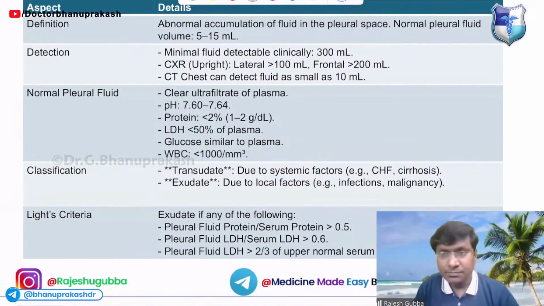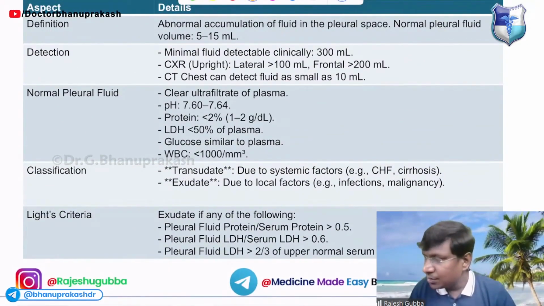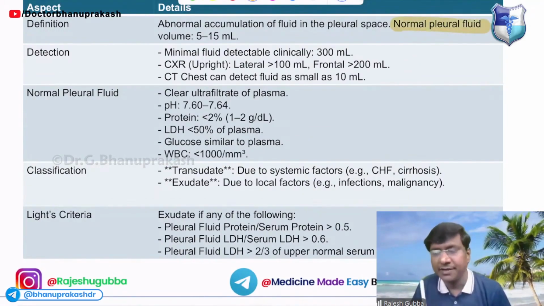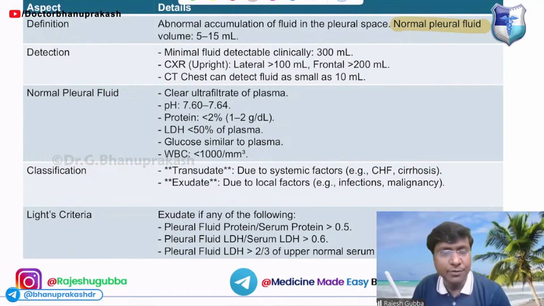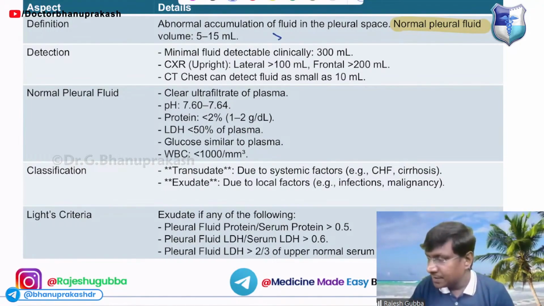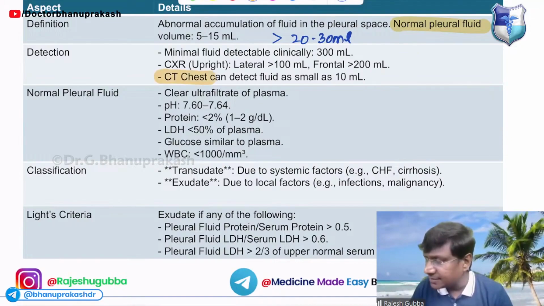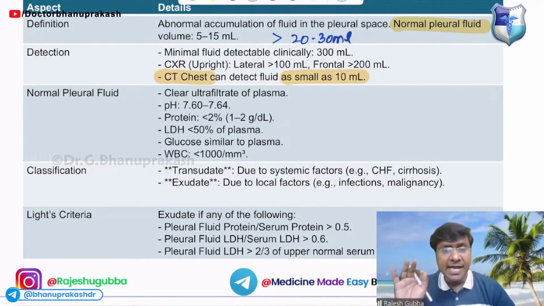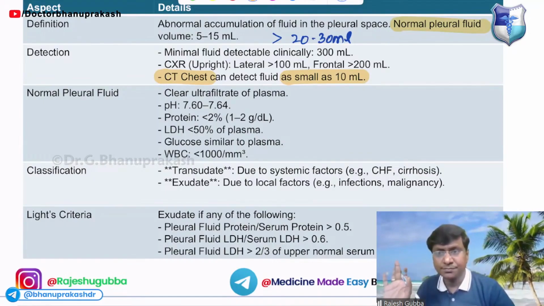We'll start. First and foremost, how much is the normal pleural fluid quantity? Normal pleural fluid quantity is around 5 to 15 ml, right? Then, when will you consider that the patient is having pleural effusion? If the quantity of pleural fluid in the pleural space is more than 20 to 30 ml, then we consider it as pleural effusion. CT chest can detect as small as 10 ml of the fluid also, right?